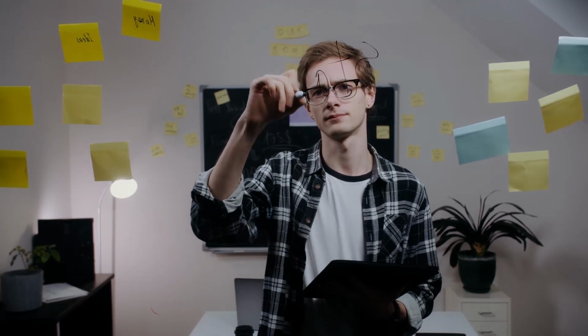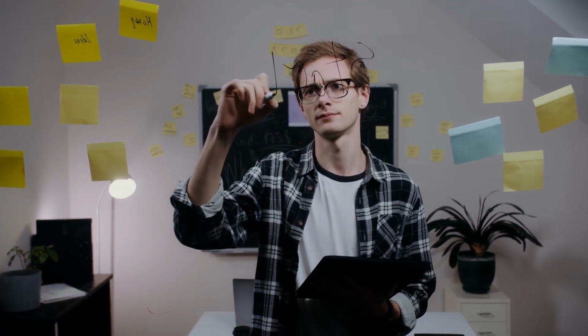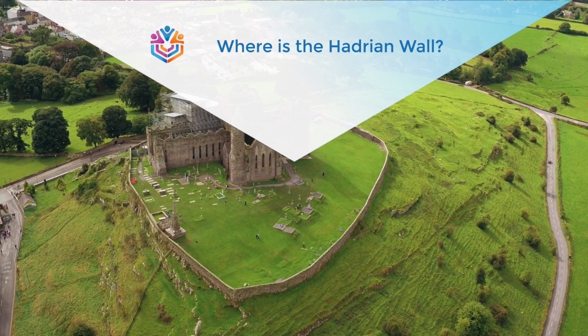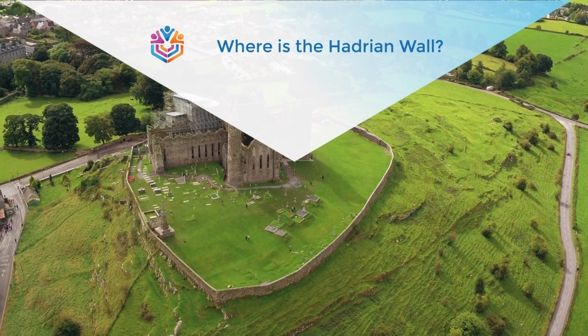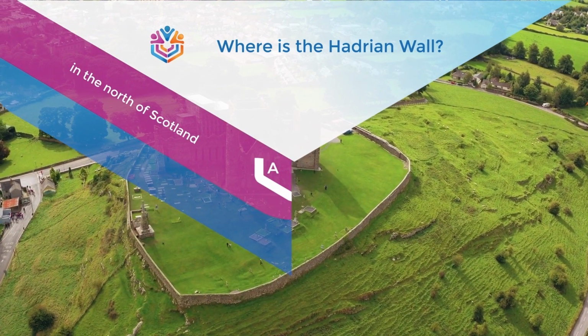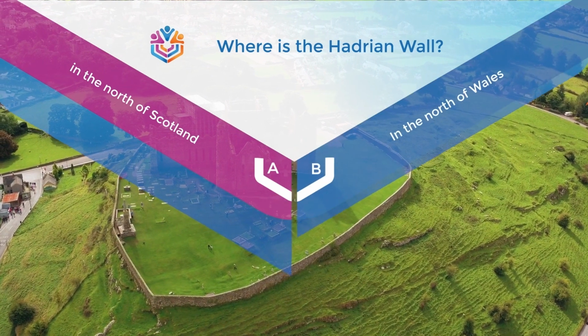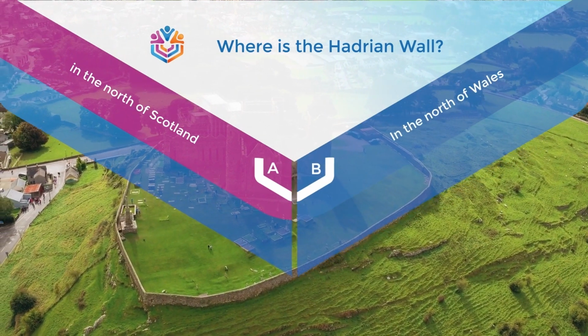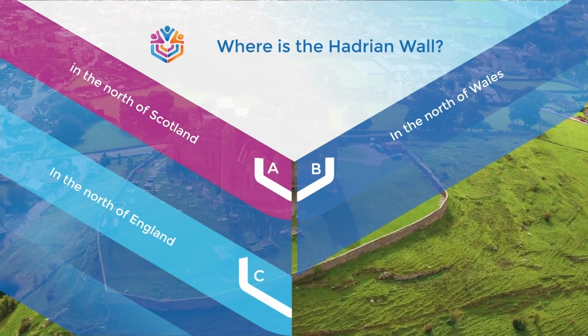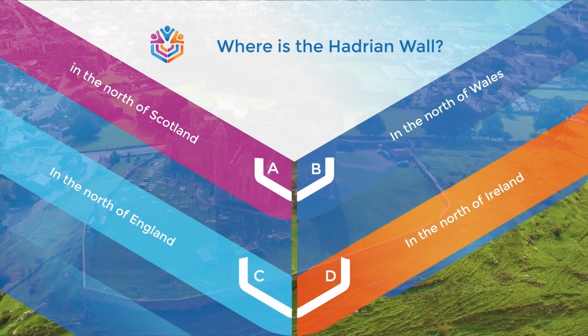Here are the questions for the theory tests practice. Test 3. 1. Where is Hadrian's Wall? A. In the north of Scotland. B. In the north of Wales. C. In the north of England. D. In the north of Ireland.